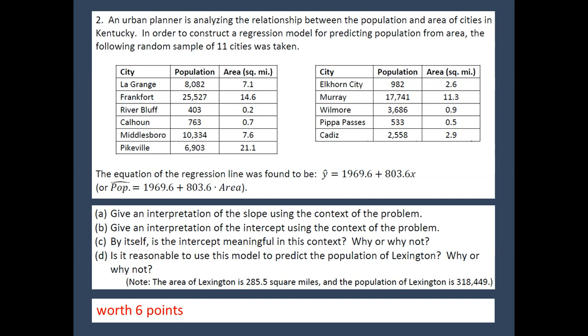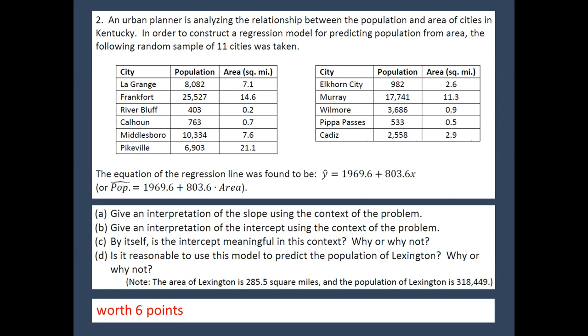Part B, the interpretation of the intercept, is a similar thing, 2 points, and there are 4 pieces worth half of a point each. Half a point for something about x being equal to 0, half a point for the specific value of the intercept, half a point for stating that that's a predicted value, and half a point for the context. Parts C and D are worth 1 point each.